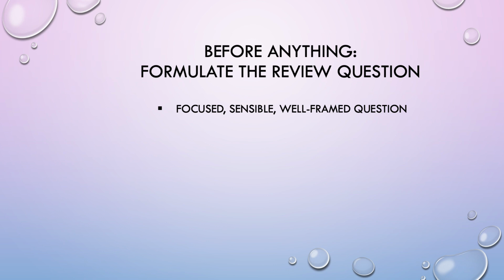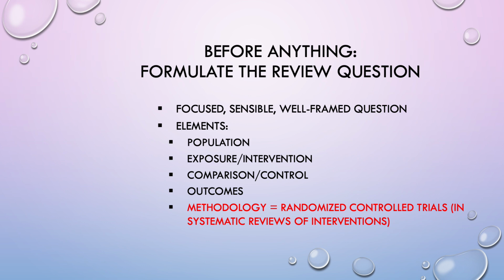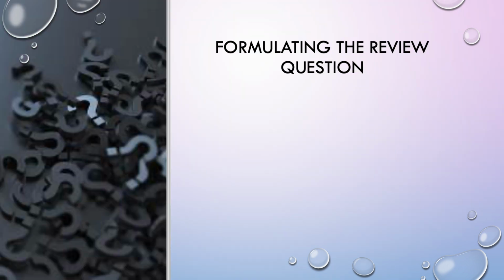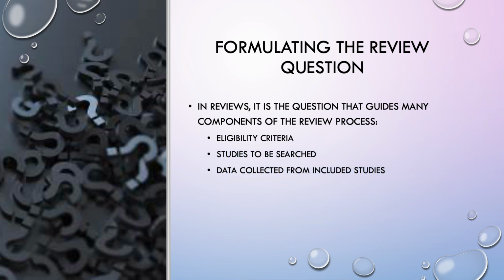It should be a focused, sensible, well-framed question and includes the population, exposure or intervention, the comparison or control, and the outcomes. The methodology must always be randomized controlled trials in systematic reviews of intervention. So these are the inclusion criteria of those studies that you will be including in your systematic review. In formulating the question, in reviews, it is the question that guides many components of the review process: the eligibility criteria, the studies to be searched, the data collected from included studies, and the presentation of findings.